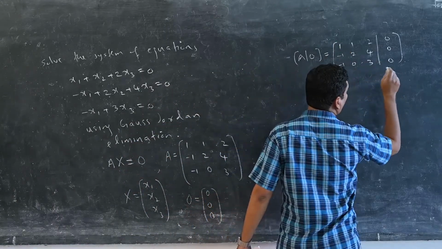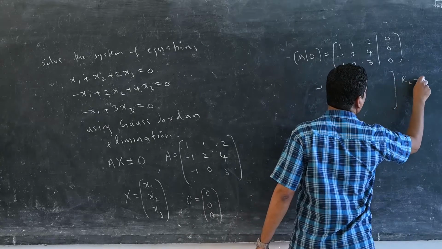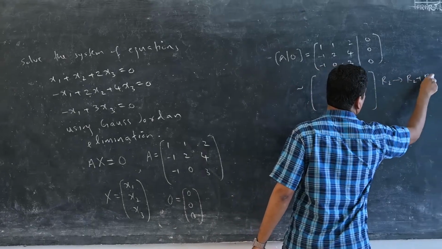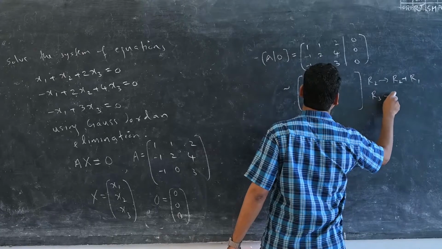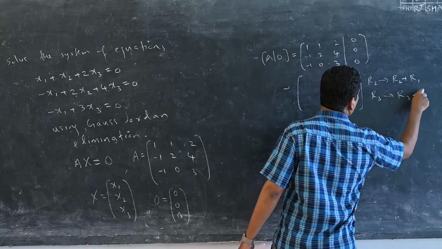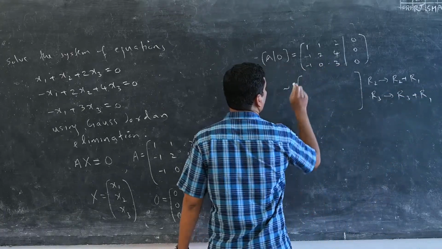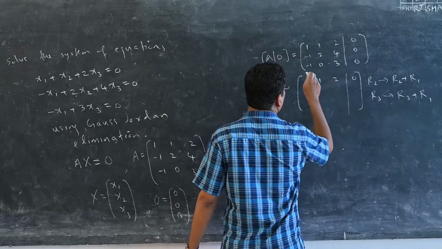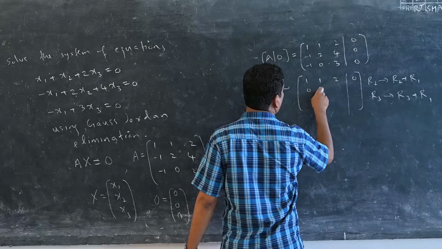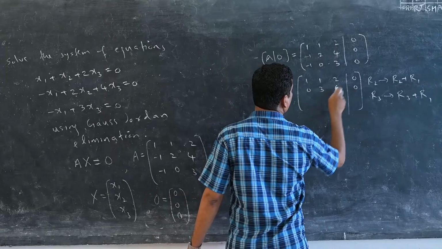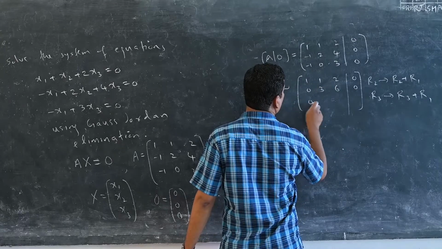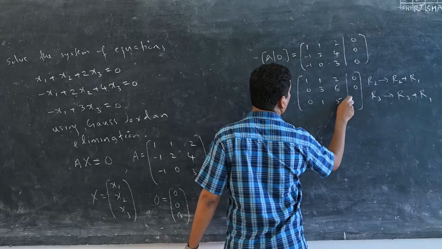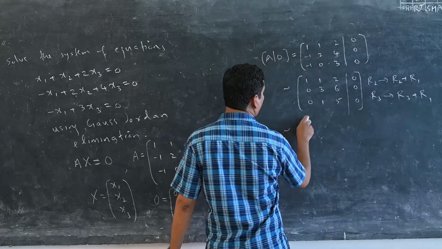So we have to do row operations. R2 goes into R2 plus R1. R3 goes into R3 plus R1. 1, 1, 2, 0. Minus 1 plus 1, 0. 2 plus 1, 3. 4 plus 2, 6. Minus 1 plus 1, 0. 1. 3 plus 2, 5. 0. This is equivalent to.